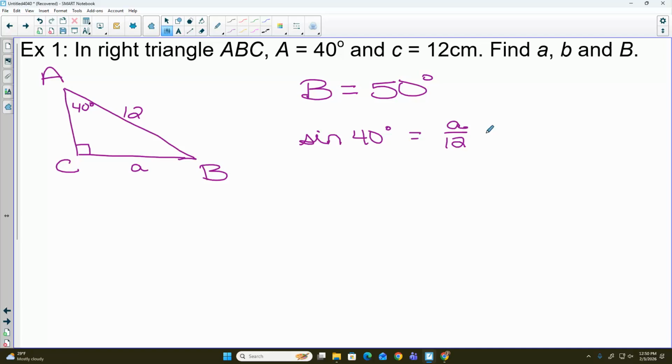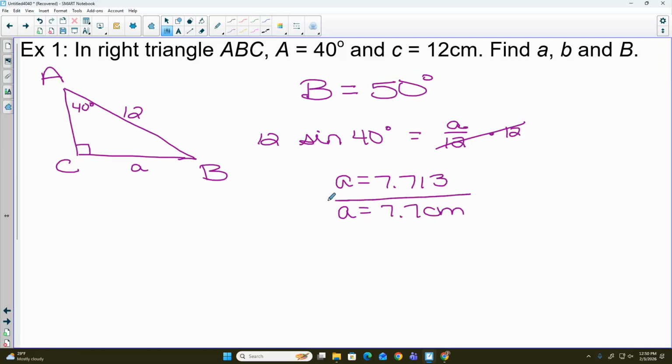If I want to find A, what would I do? Plug in the sine of 40 degrees and make it equal to A over 12. Since I don't want to round too much, sine of 40 isn't going to come out nice. I'm going to go ahead and multiply the 12 first, and then just type the whole thing in my calculator. Now, make sure your calculator is in what mode? Degree mode. So remember that mode button up by the second. Make sure you're in degrees. And then you can just type in 12 sine of 40. So we get 7.713, but if I'm doing 2 significant digits, what would I call it? 7.7.